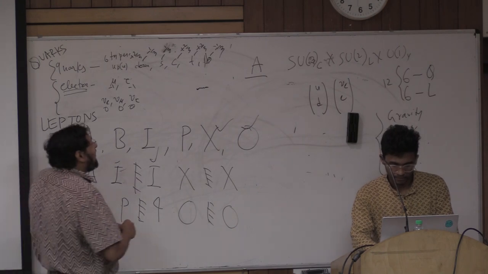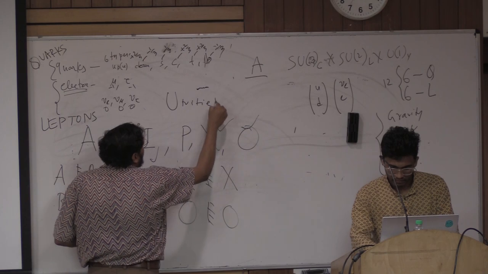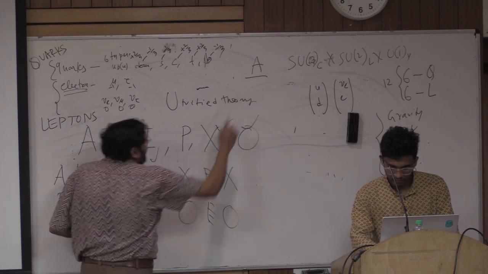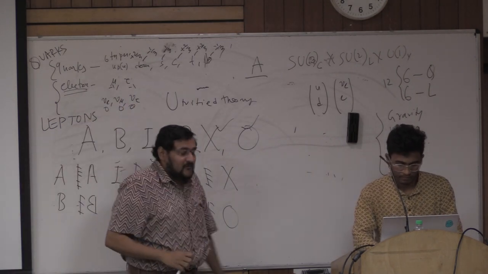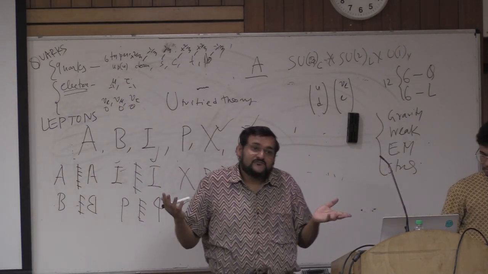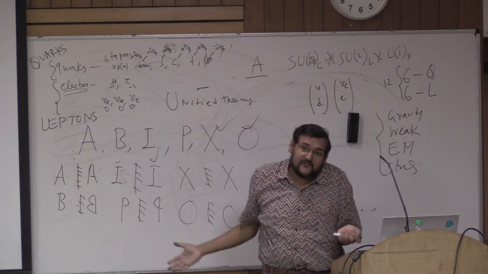That is one of the motivations for something called the unified theory, where you believe that there exists a certain limit where everything is unified. So there is only one force. And then you move down in energy and you have four different forces.